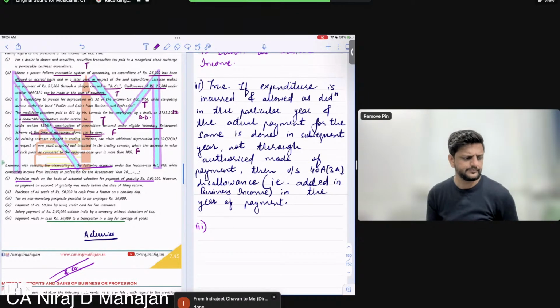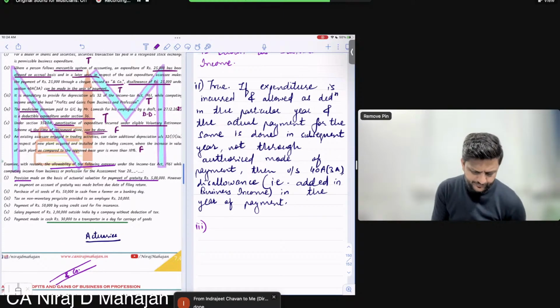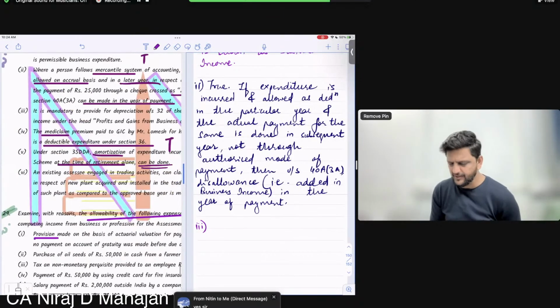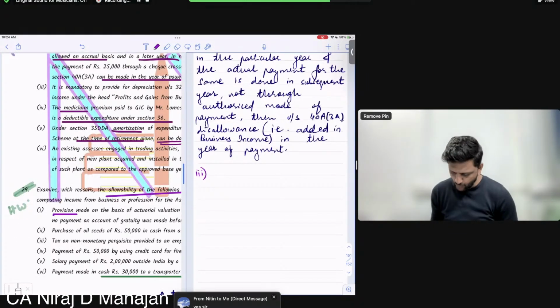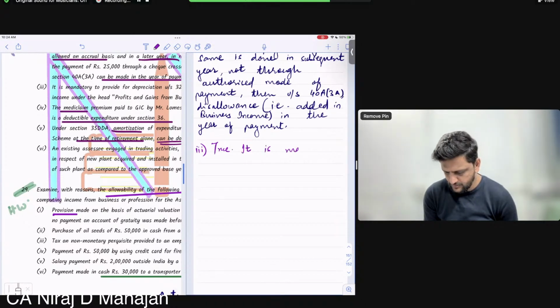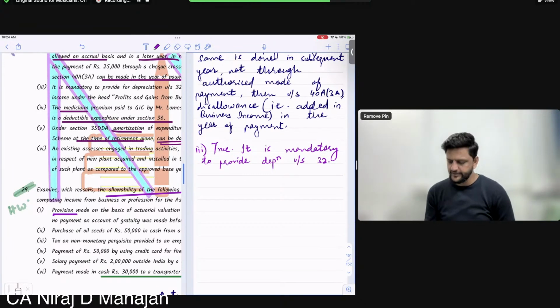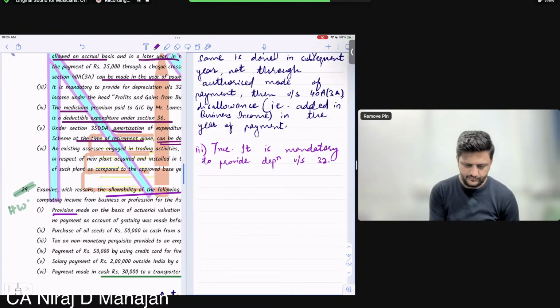Indrajit, Mansi, done? Okay. Third one. Is it mandatory to provide depreciation under section 32 while computing PGBP? The answer is simply yes. It is mandatory to provide depreciation under section 32, so I'm just writing true. Done till here? Fourth.